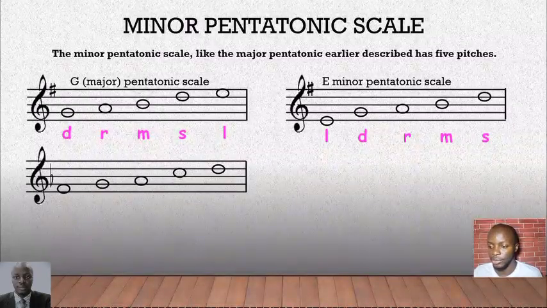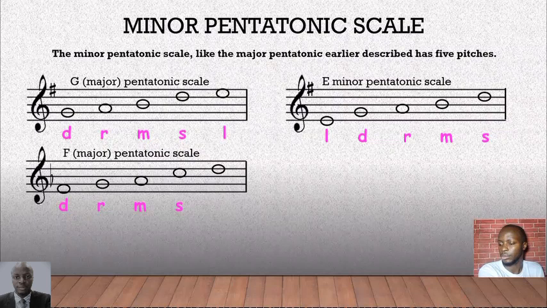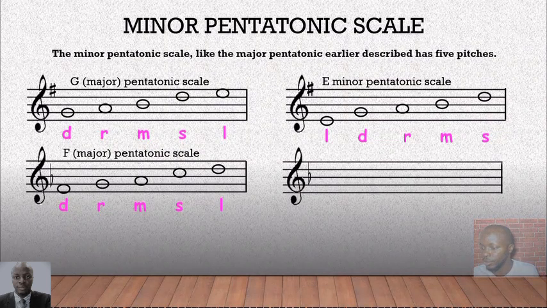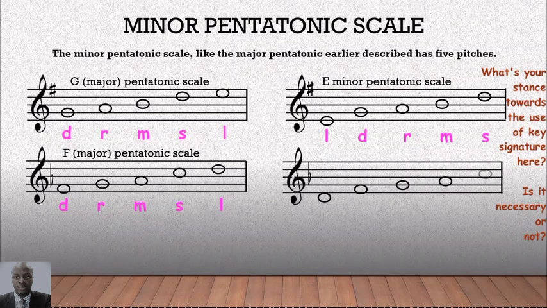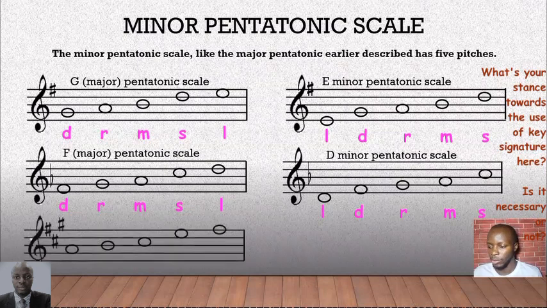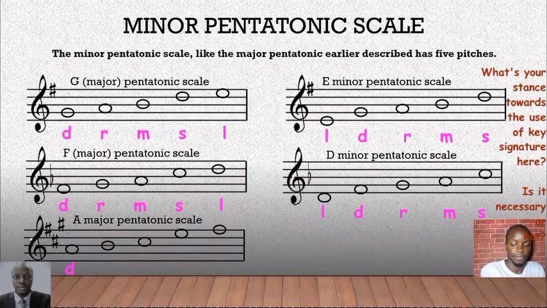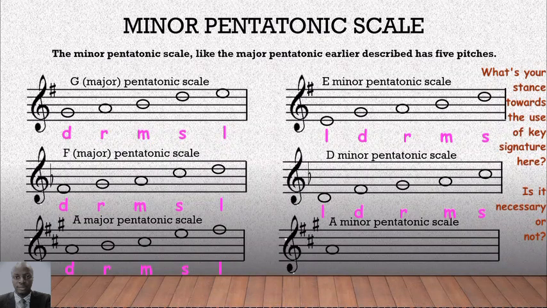F major pentatonic scale, and the minor pentatonic scale. Alright, that's a D minor pentatonic scale. This is the A major pentatonic scale, right? So you have, and A minor pentatonic. So from the tonic to the next note will be a minor third.